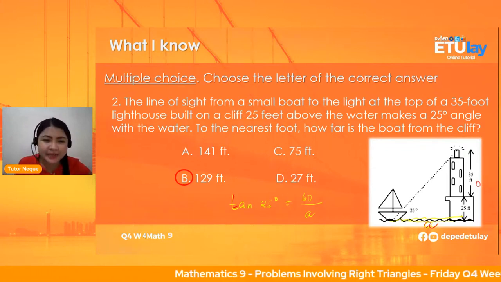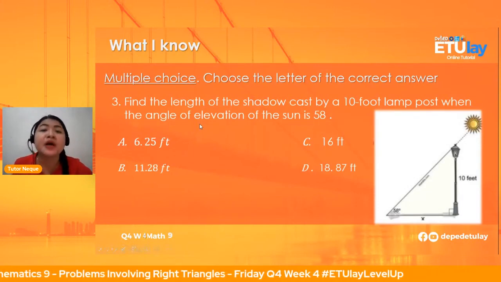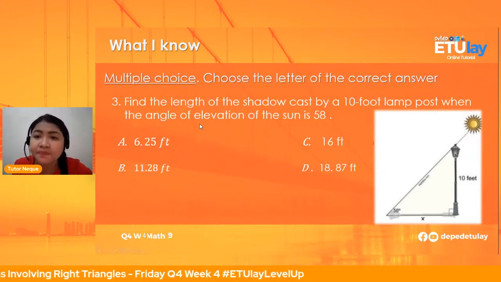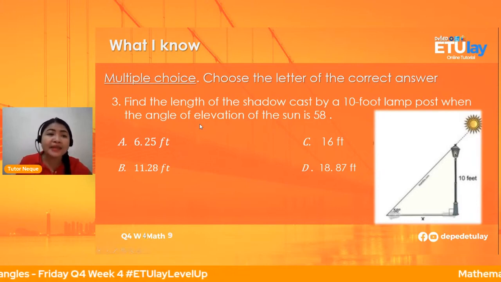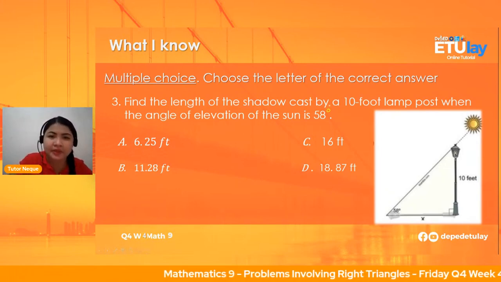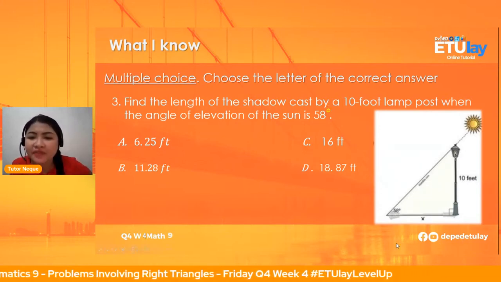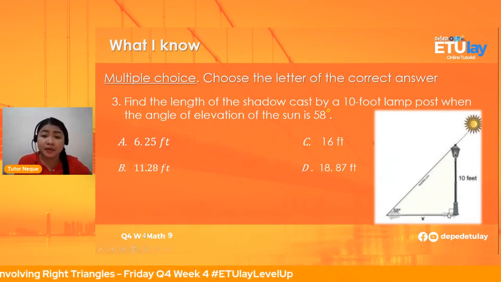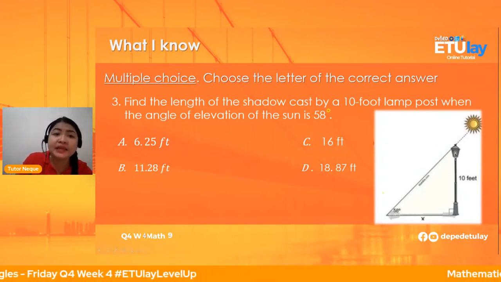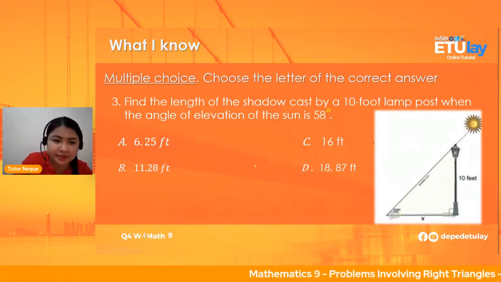Next, number 3. Find the length of the shadow cast by a 10-foot lamppost when the angle of elevation of the sun is 58 degrees. Okay. Lagyan lang natin dito ng degrees. 58 degrees, so that is the angle of elevation. Now we have here the horizontal distance, again, or the length of the shadow, is the adjacent side. All right, lagay lang natin, adjacent side.